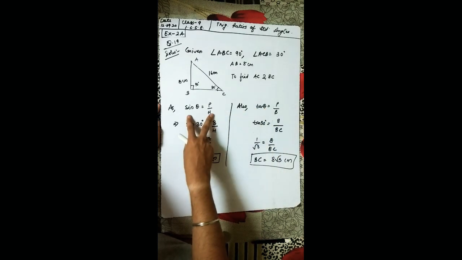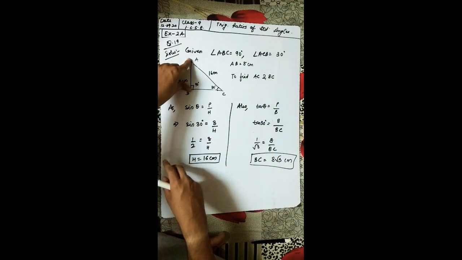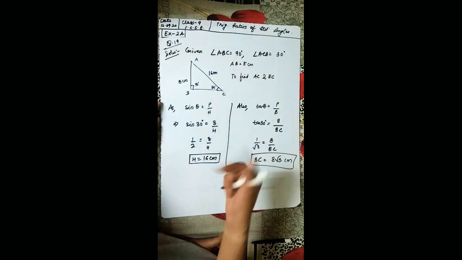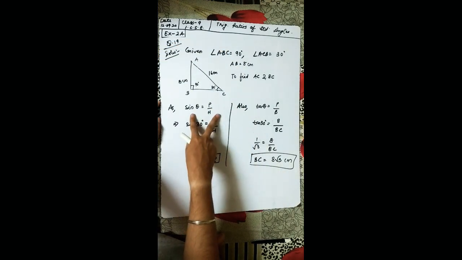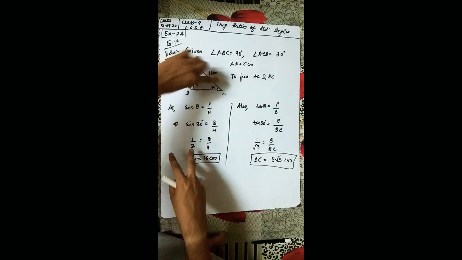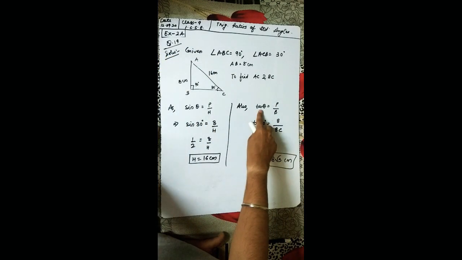That is what we did here, no? We were having the perpendicular and we want the hypotenuse. So in perpendicular and hypotenuse, we were having the sine theta formula. That is why we used sine theta. Okay, we are having perpendicular and we want base, so that is why we are using tan theta.